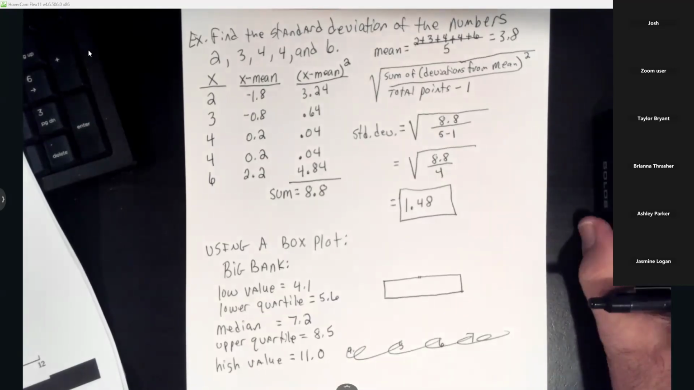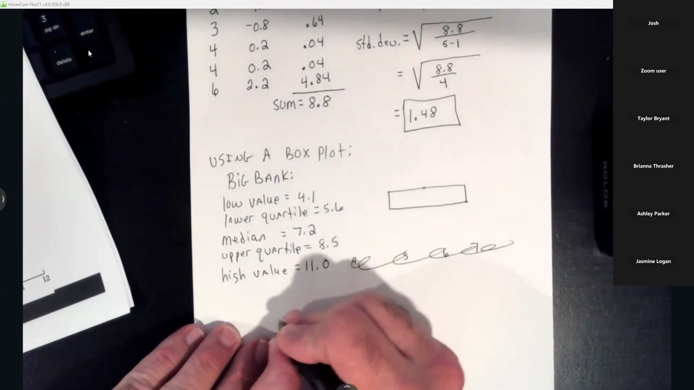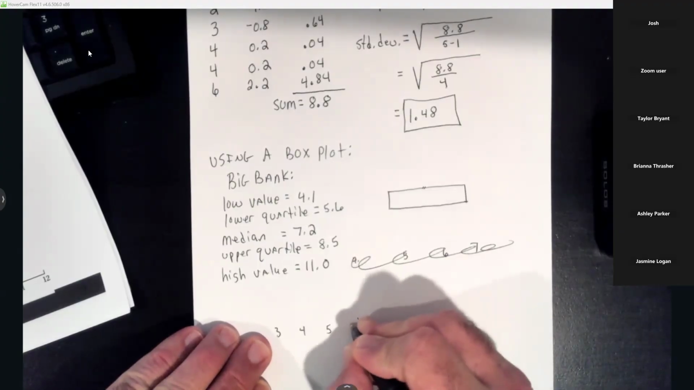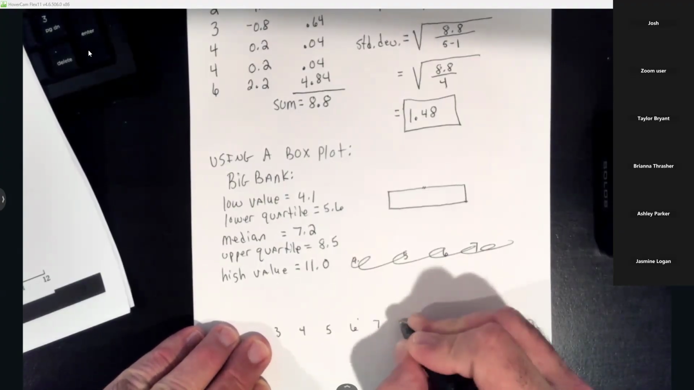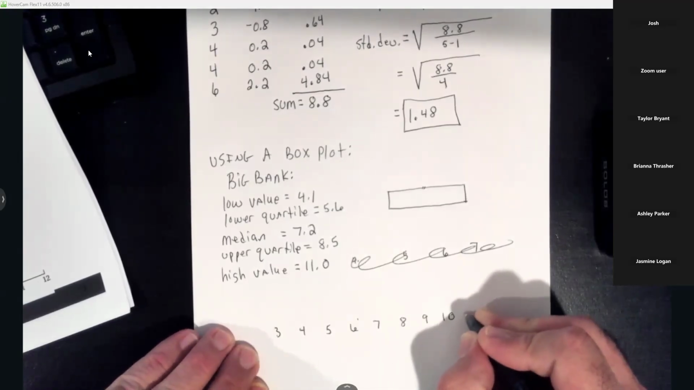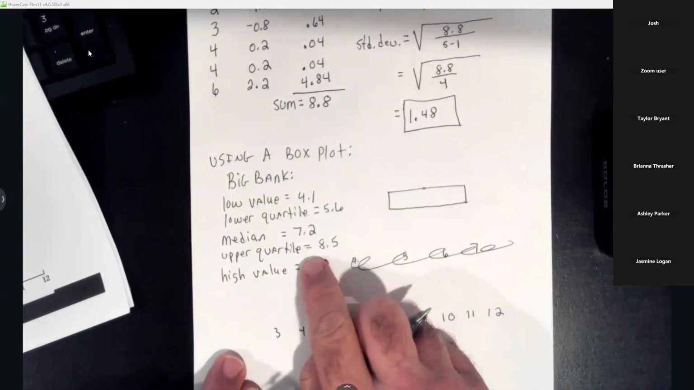Let me pull this down. I want y'all to see this. So let me make my scale first. So 3, 4, 5, 6, 7, 8, 9, 10, 11. I'll go all the way to 12 since my highest value was 11.